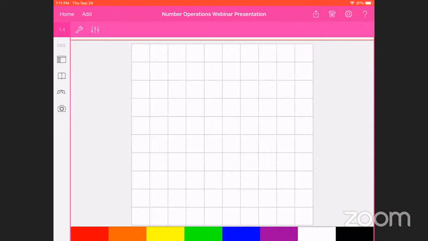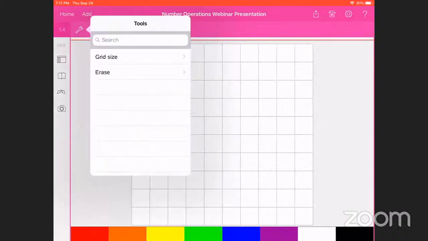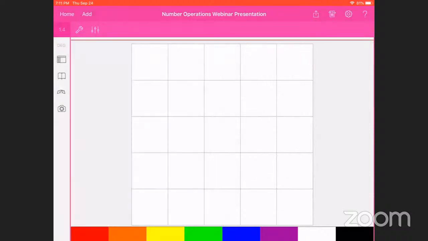So the default on this is like a 10 by 10, but you can go and click on that wrench thing, which is the tools, and you can change that grid size. And there's a variety of things to change from. For this next section, I'd like to do a 5 by 5. And to see how this application works, at the bottom of the screen, you'll see the colors, and students can click on those colors. And if you notice, it's real light, but there's a thin line above the grid that changes as I click on those colors. So that way the students know what color they're on.